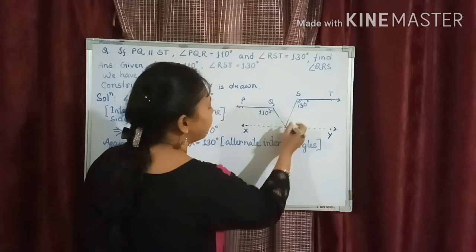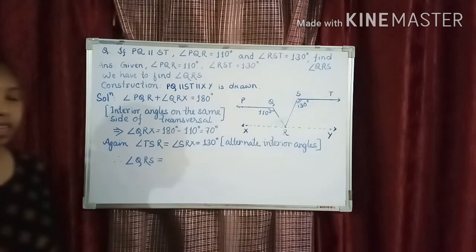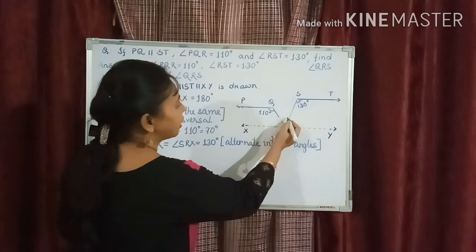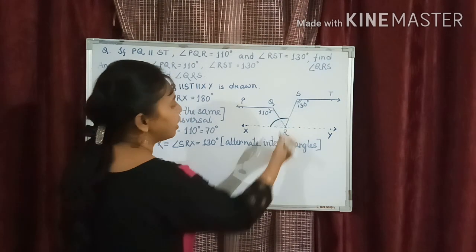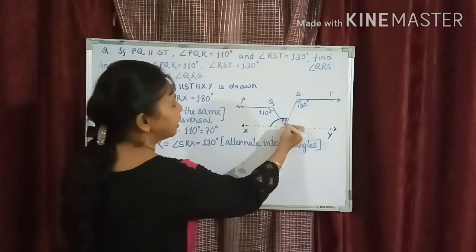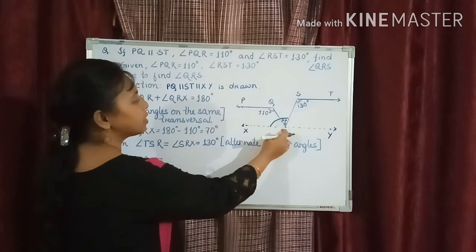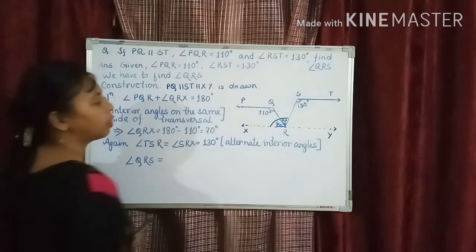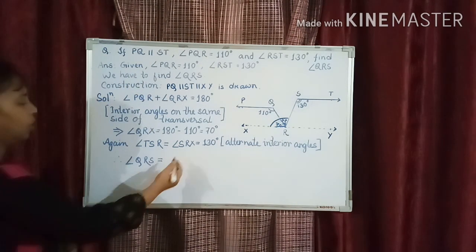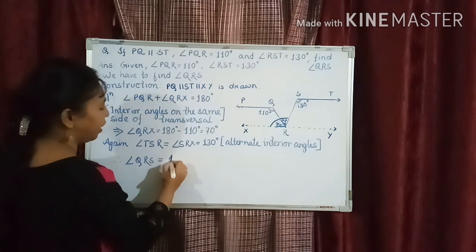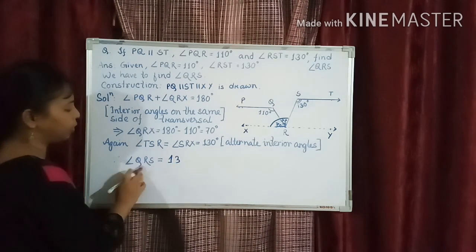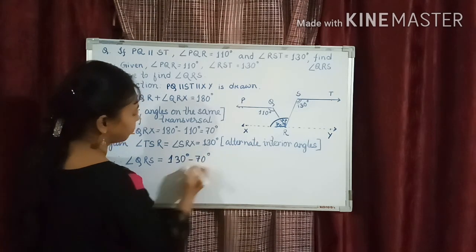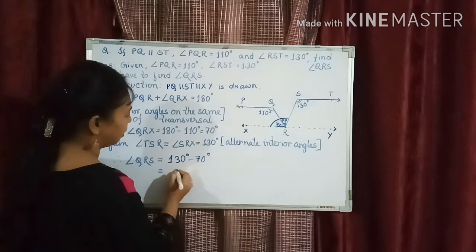So if you want this angle, what will you do? As this is 130 degrees and this is also 130 degrees, and you want this angle, then from 130 you subtract the 70 degree angle. This part is 70 degrees, this part you have to subtract. So from here what we will write down, what is the value of QRS? 130 degrees minus 70 degrees equals.